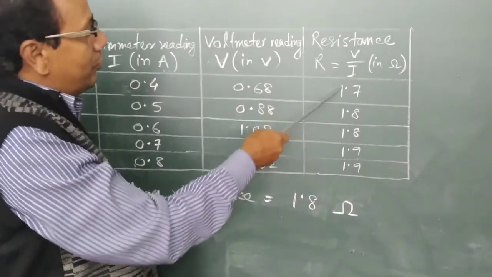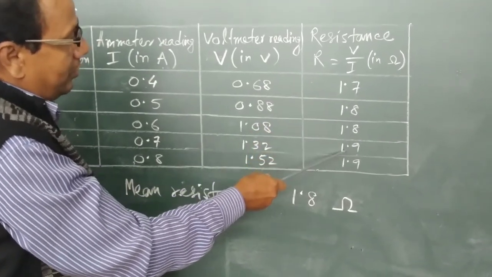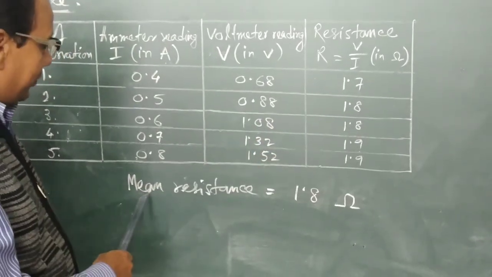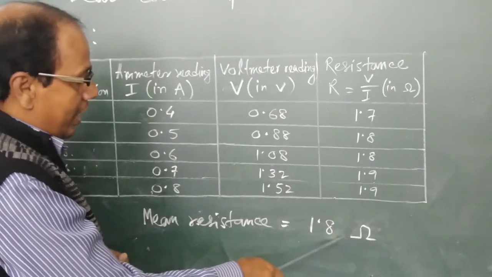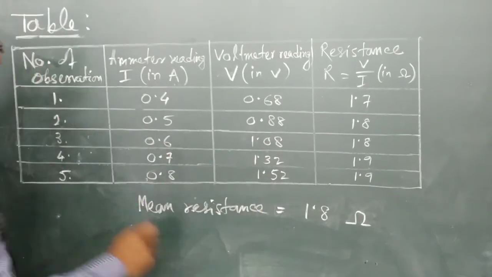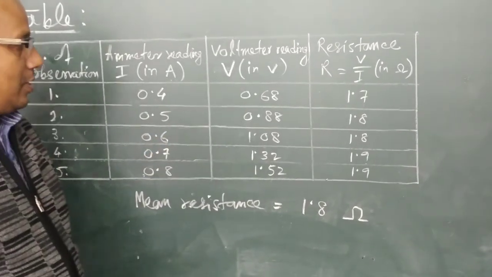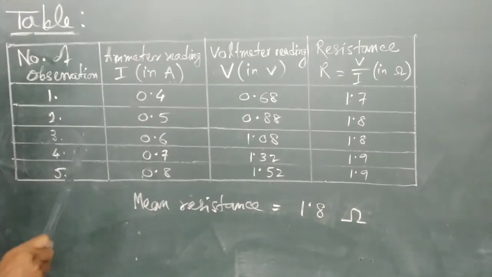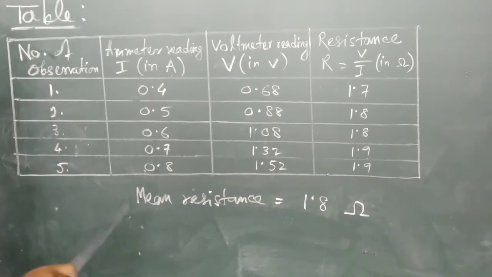By calculation we got the resistance in the different observations. Okay, and we have seen the mean resistance of the conducting wire is 1.8 ohm. Now we will plot these values of ammeter reading and voltmeter reading on graph paper to get the resistance from the graph calculation.